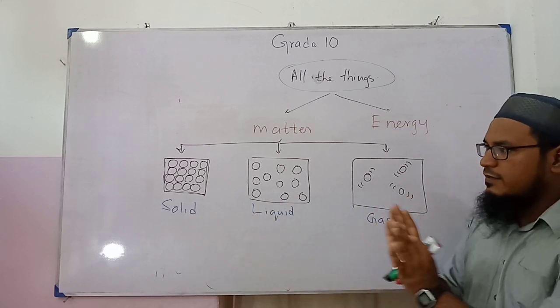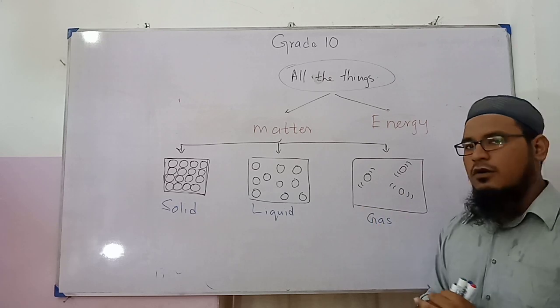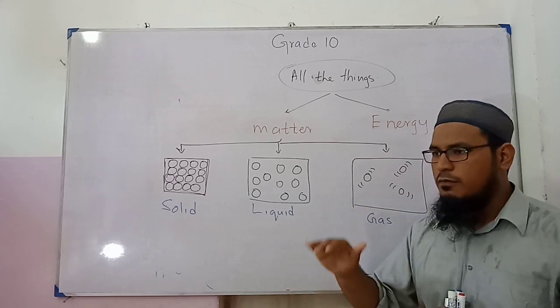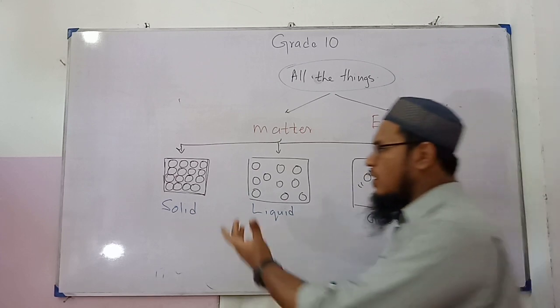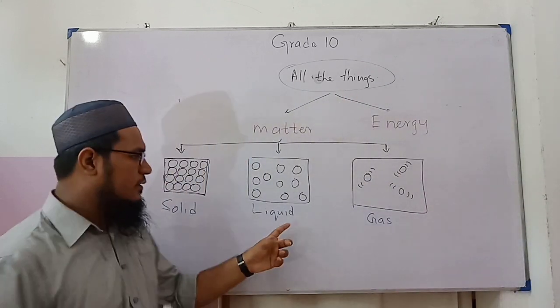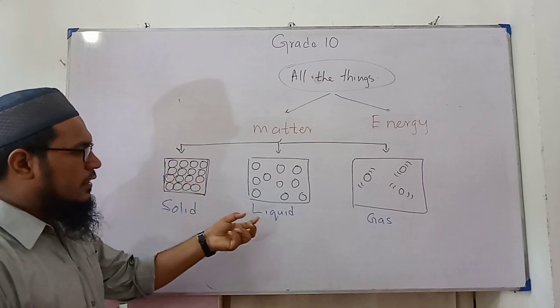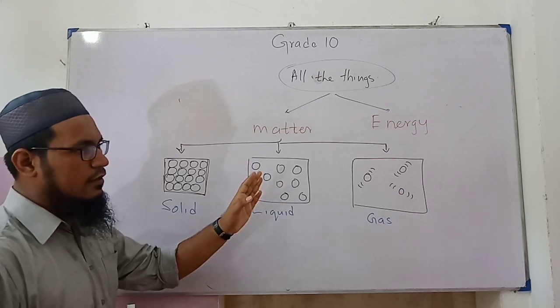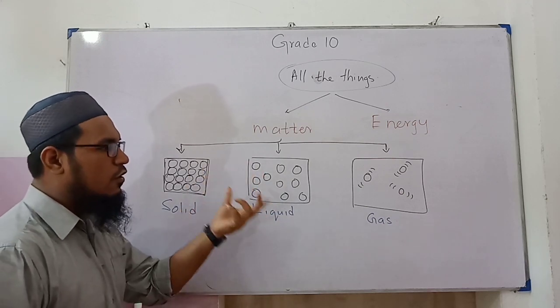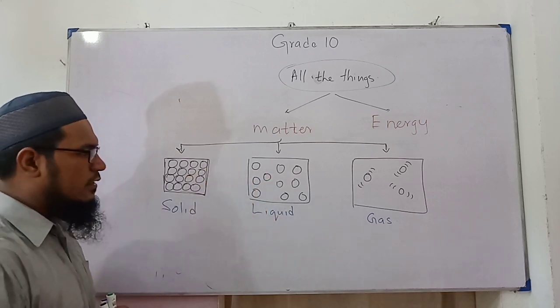But this is the basic chemistry. To understand the periodic table and all the other things, you should know the basic concepts of chemistry. When atoms are loosely packed, that is liquid. The atoms can move over each other when it is given a force or when it is shaken.